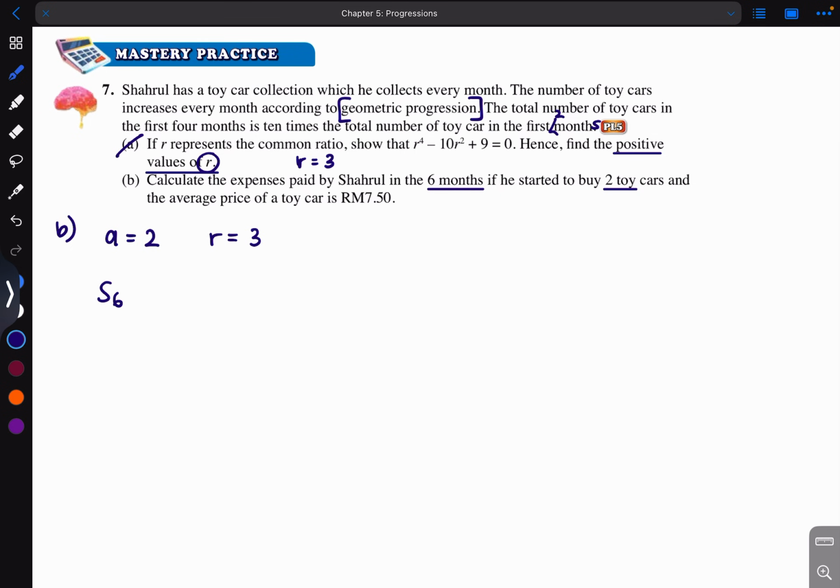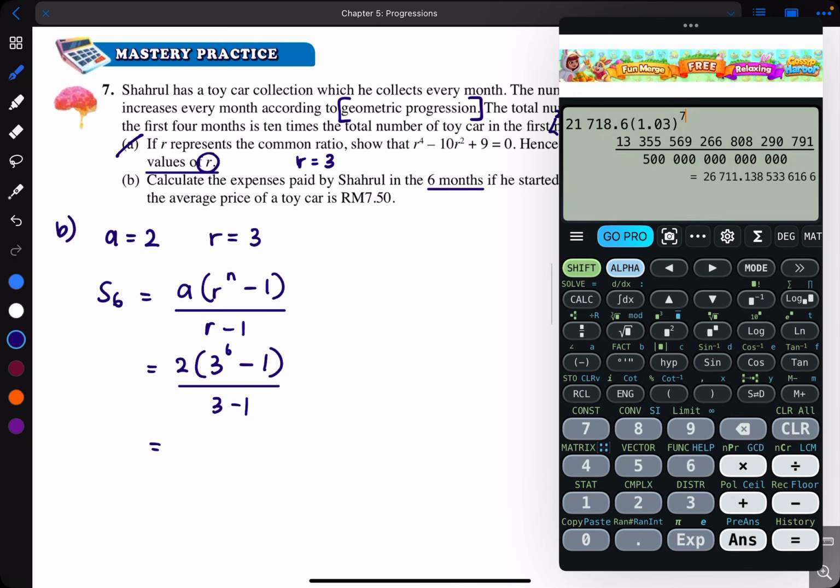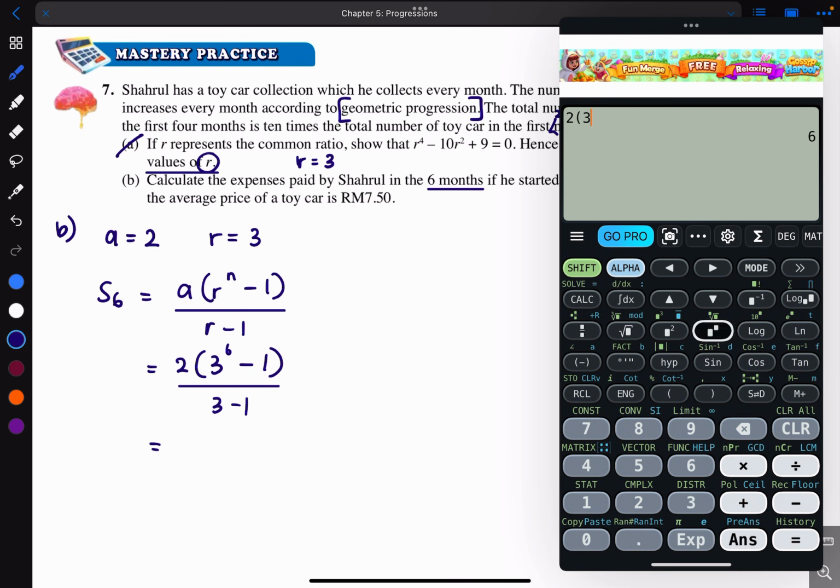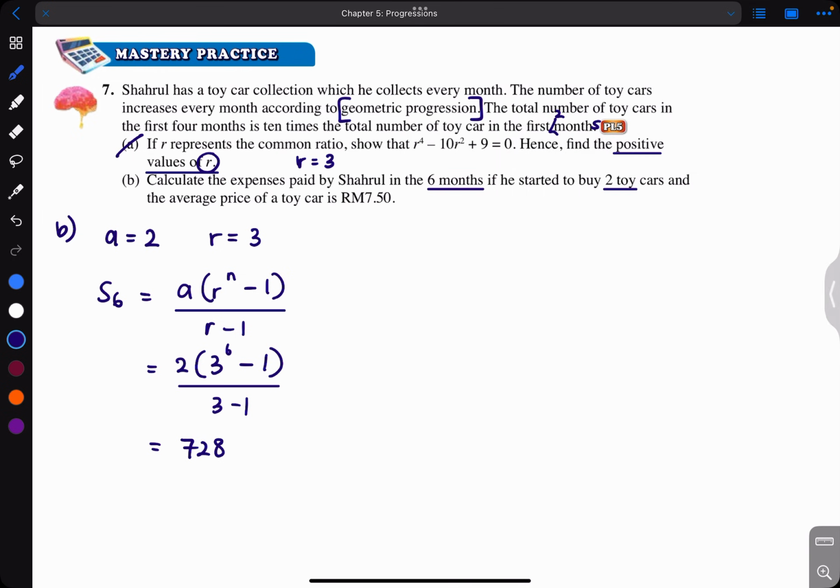So after 6 months, we need to find how many cars he has. So we find S6. So a(r^n minus 1) over (r minus 1). a is 2 cars, r is 3, n is 6. So this will give us the number of cars he has: 2 times (3 to the power 6 minus 1) divided by 2. So he has 728 cars in the first 6 months.